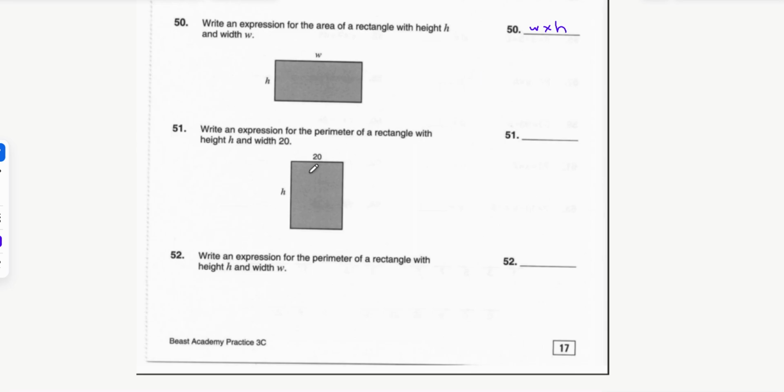Next, we have 51. The perimeter of a polygon is the sum of the lengths of all of its sides. So the perimeter of a rectangle with the height of h and width of 20 is h plus 20 plus h plus 20, which is equal to h plus 40.